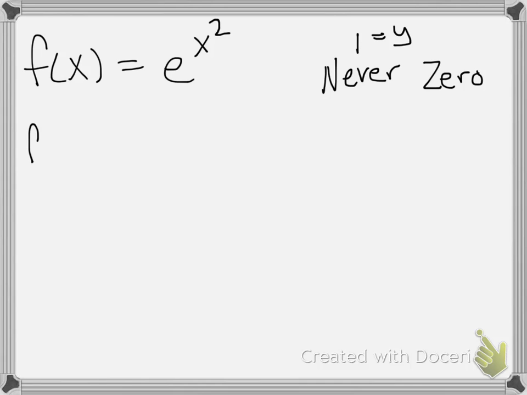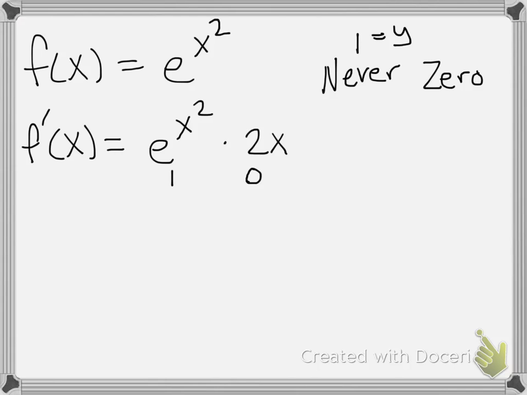and so we have our f prime is going to end up being e to the x squared times 2x. Okay, and so critical value, if x is 0, of course e to the x squared is going to be 1, which we just found out, but our 2 times 0 is going to end up being 0, so we have a critical value of 0.